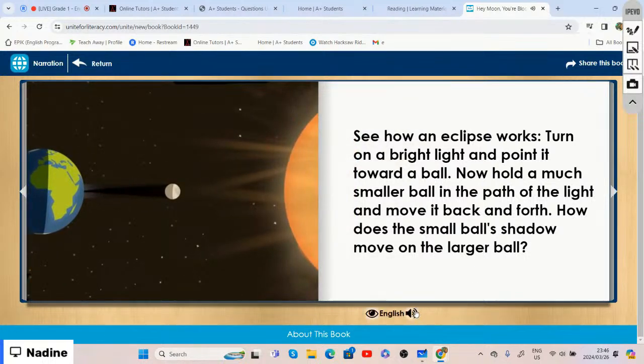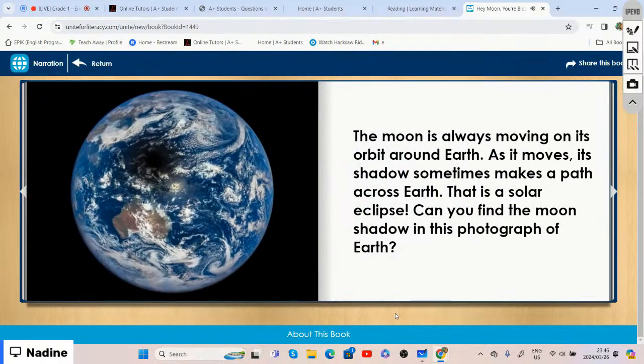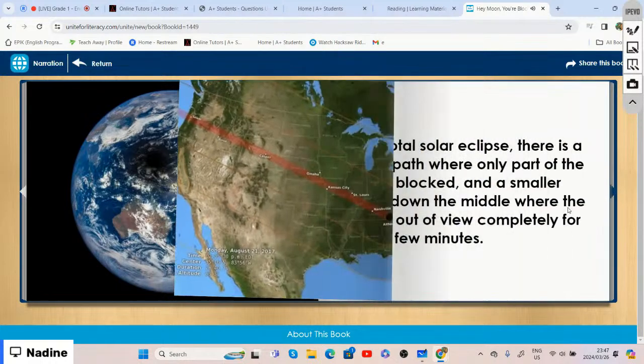See how an eclipse works. Turn on a bright light and point it toward a ball. Now hold a much smaller ball in the path of the light and move it back and forth. How does the small ball's shadow move on the larger ball? The moon is always moving on its orbit around Earth. As it moves, its shadow sometimes makes a path across Earth. That is a solar eclipse. Can you find the moon shadow in this photograph of Earth?